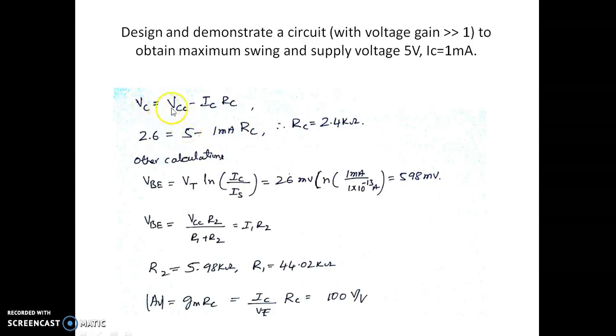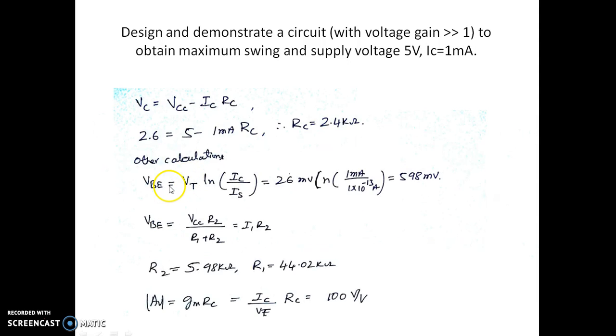Using this expression, VC is equal to VCC minus ICRC, you can easily get this expression over here. And this is now RC approximately 2.4 kilo ohms. The other values are fine as in the previous case. The R2 happens to be 5.98 and R1 is 44.02, and the gain, of course, is not actually 100, it's actually 1 over 26 multiplied by 2400, so this is slightly less than 100.